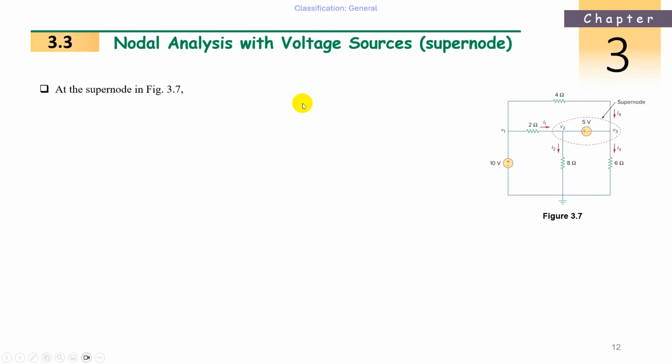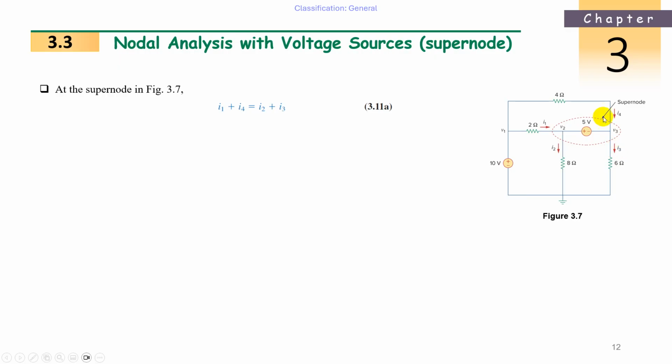At the supernode in this figure, we find currents. So now assign the current numbers. In this resistance, let us take I1. In this resistance, let us take current I2. You can arbitrarily decide how the current is flowing. Direction is up to you. Now in this resistance, current is going downwards.